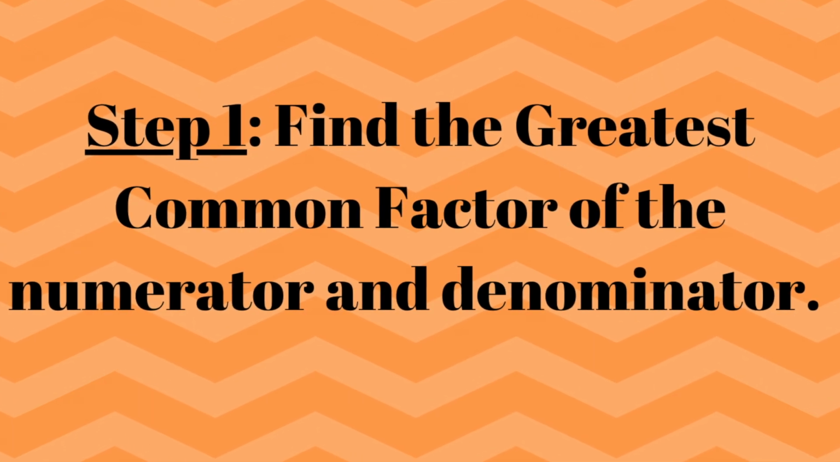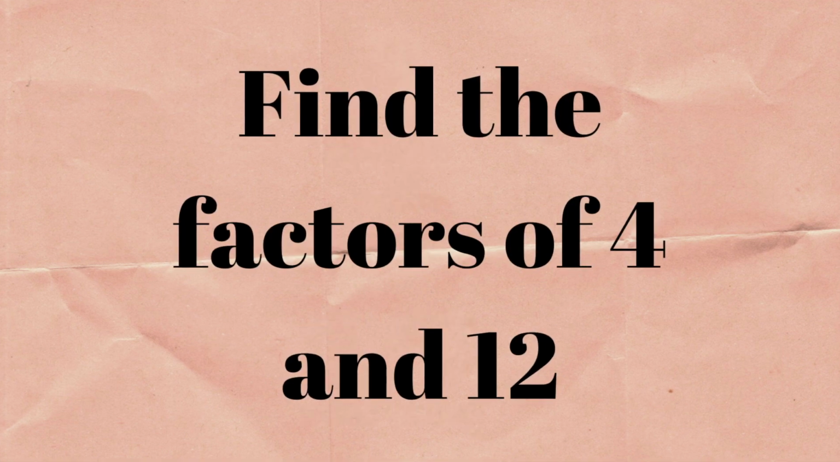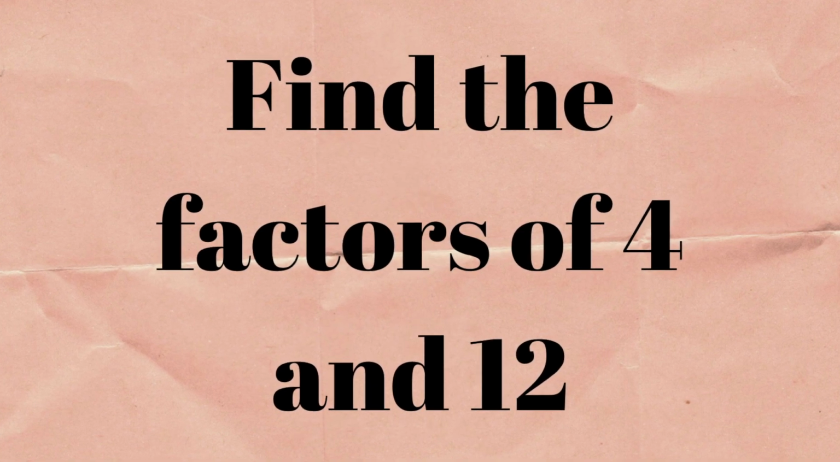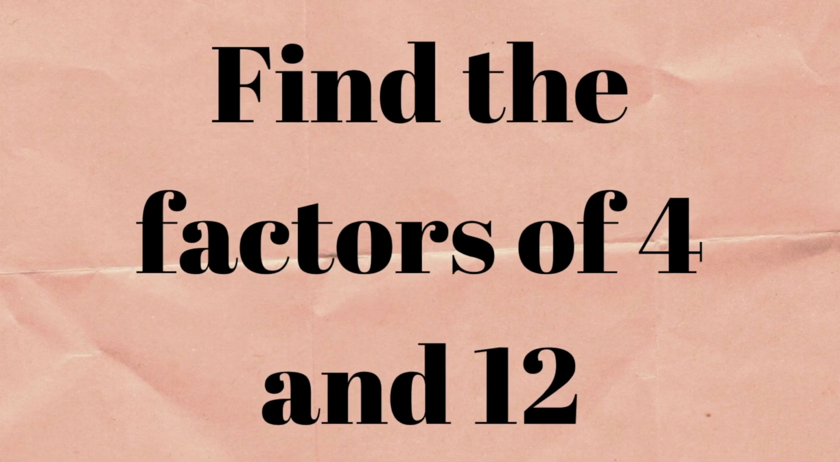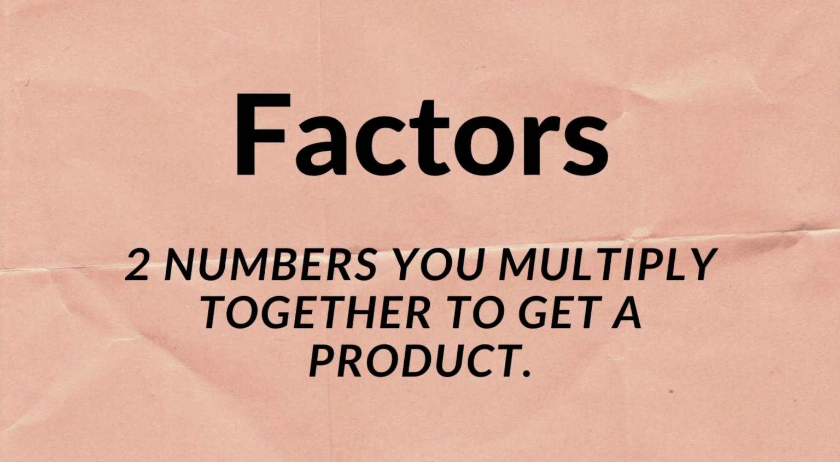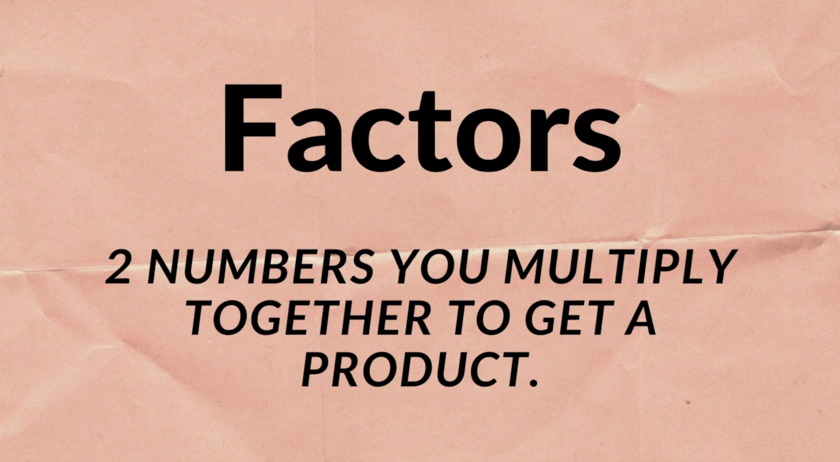So let's take the fraction 4/12. I want to simplify that. I don't want 12 parts. I want to make that number smaller because they're easier to work with. So I'm going to find the factors of 4 and 12. Factors again are two numbers that you multiply together to get your product.